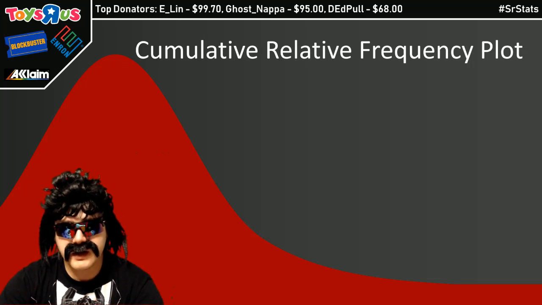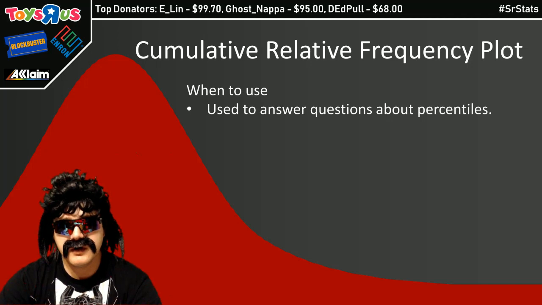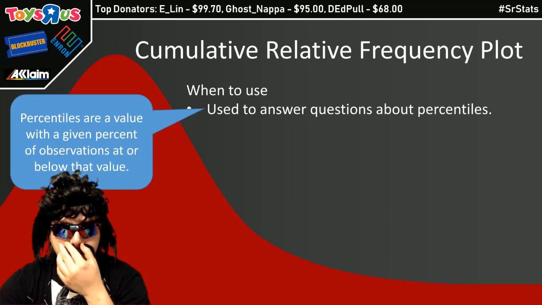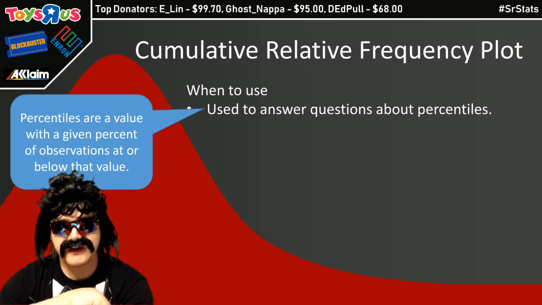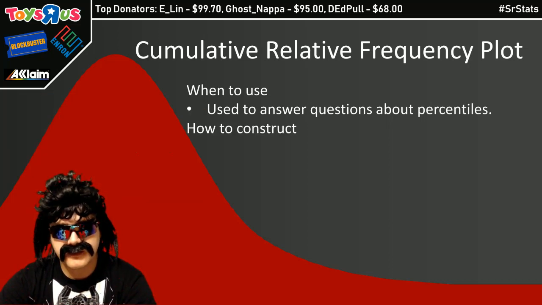Alright, so now let's look at the cumulative relative frequency plot. It's used to answer a question about percentiles. A percentile is a value with a given percent of observations at or below that value. So, how do we construct it?